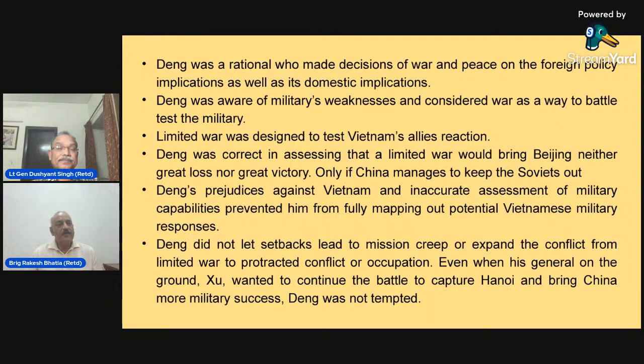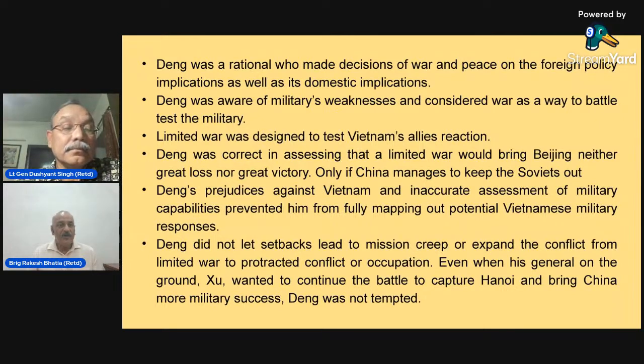So Deng was aware that the PLA is not in a good state because the Cultural Revolution had just gone, and Mao had used the PLA to enforce his ideas on the Chinese population. They had not fought a war. 1962 was the last war, but after that, during the Cultural Revolution, the PLA standards had actually deteriorated. So he also wanted to test what is the status of the military, that is the PLA.